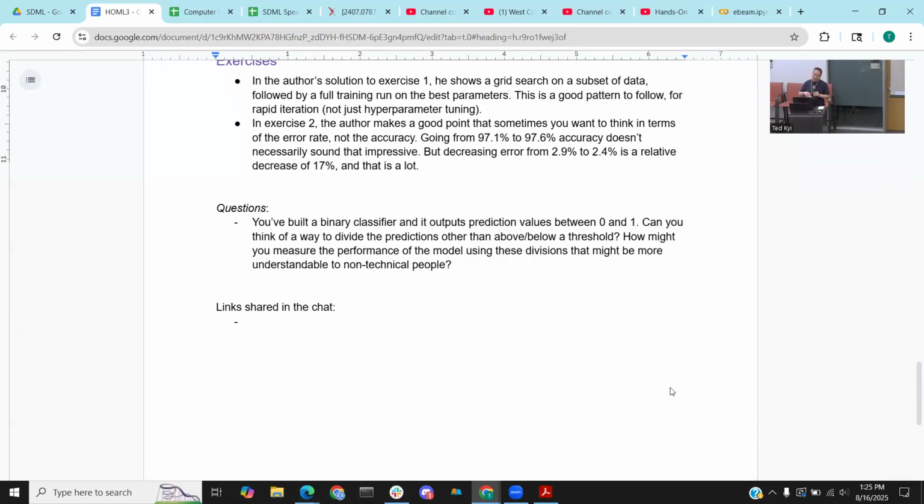So said another way, really what I'm asking is, why might you want to take your predictions and divide them up into chunks and do metrics against those chunks instead of doing metrics against the entire set of predictions, against the entire output? Any thoughts?